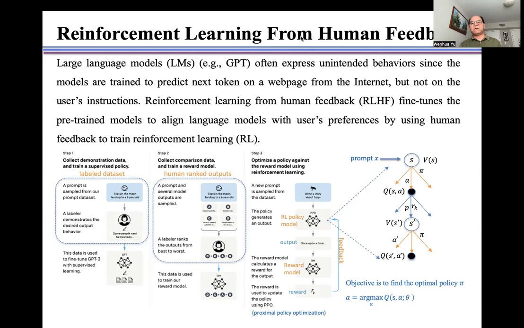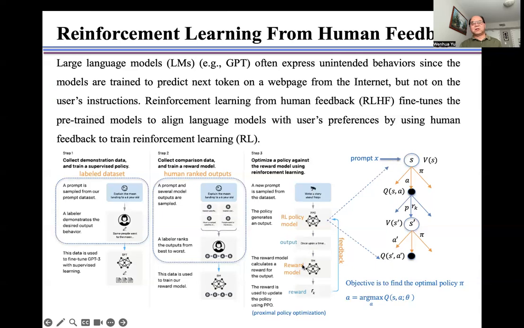Reinforcement learning from human feedback fine-tunes the pre-trained models to align language models with users' preferences by using human feedback to train reinforcement learning. In the first step, we use labeled data to fine-tune the pre-trained model with supervised learning. Second step, we use the human ranked output to train our reward model. And in the last step, we combine the trained reward model and the reinforcement learning policy to find the optimal policy that generates the outputs close to the human preferences.